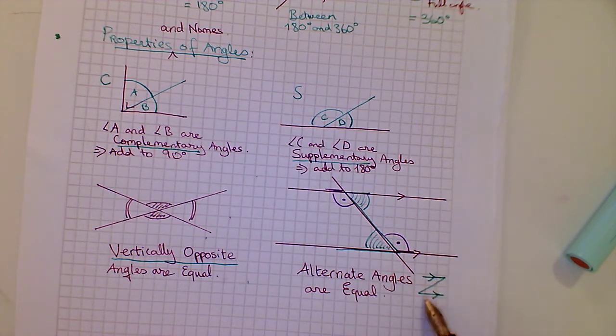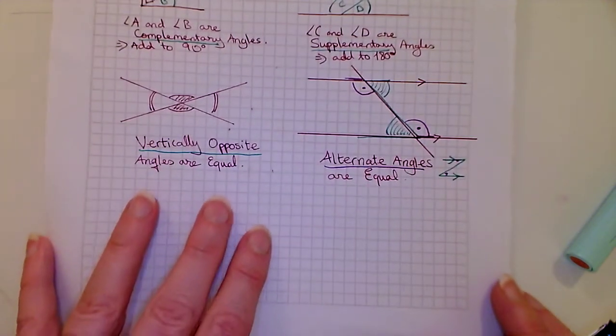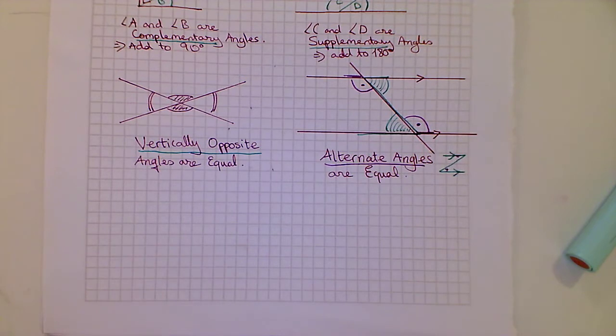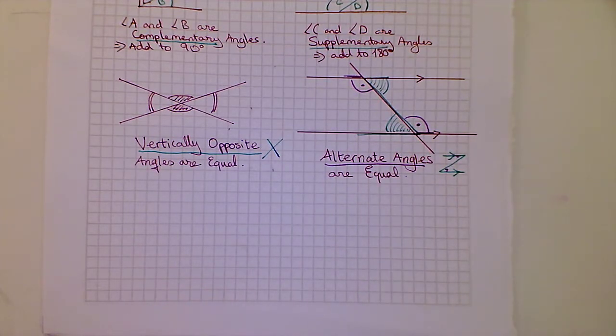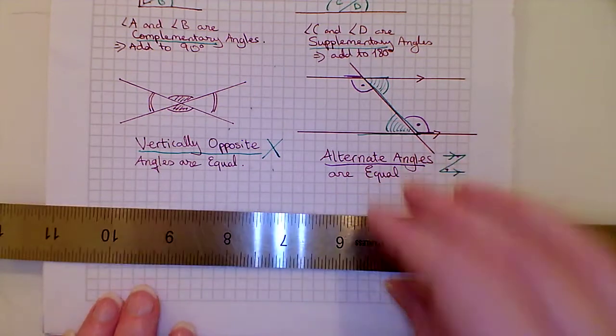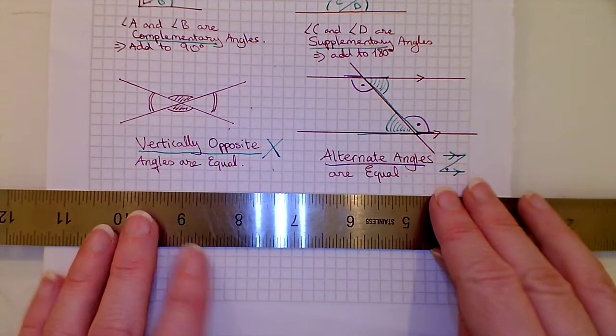So you're looking for the things in the bend of a Z shape between parallel lines when you want alternate angles. There's another letter that we look for. Oh yeah, I often think of vertically opposite as being an X shape. There's no parallel lines though. There's another shape that we have in parallel lines.